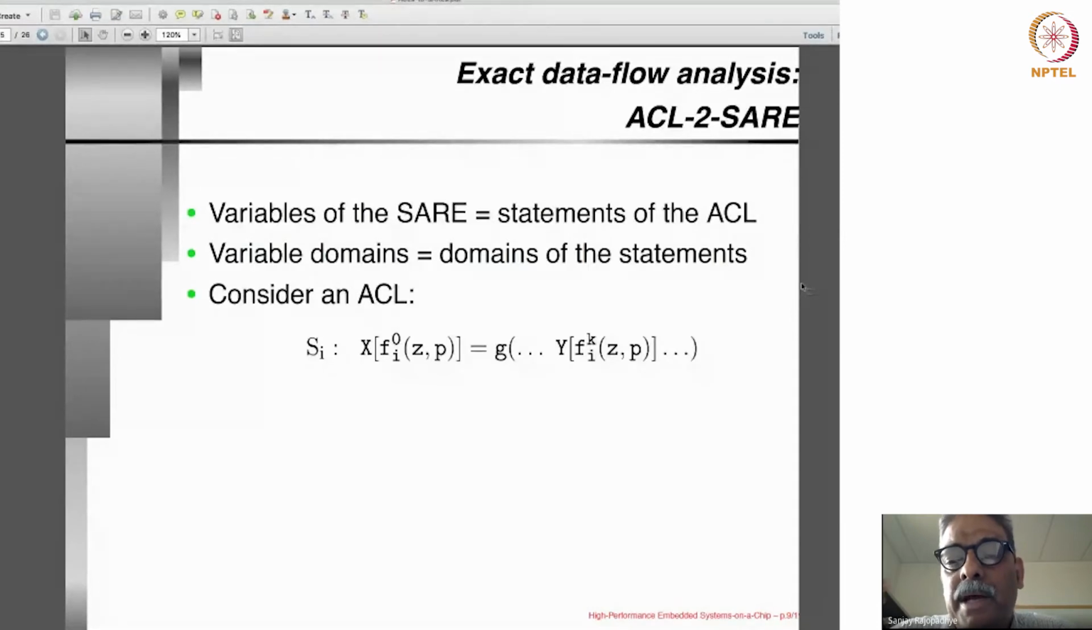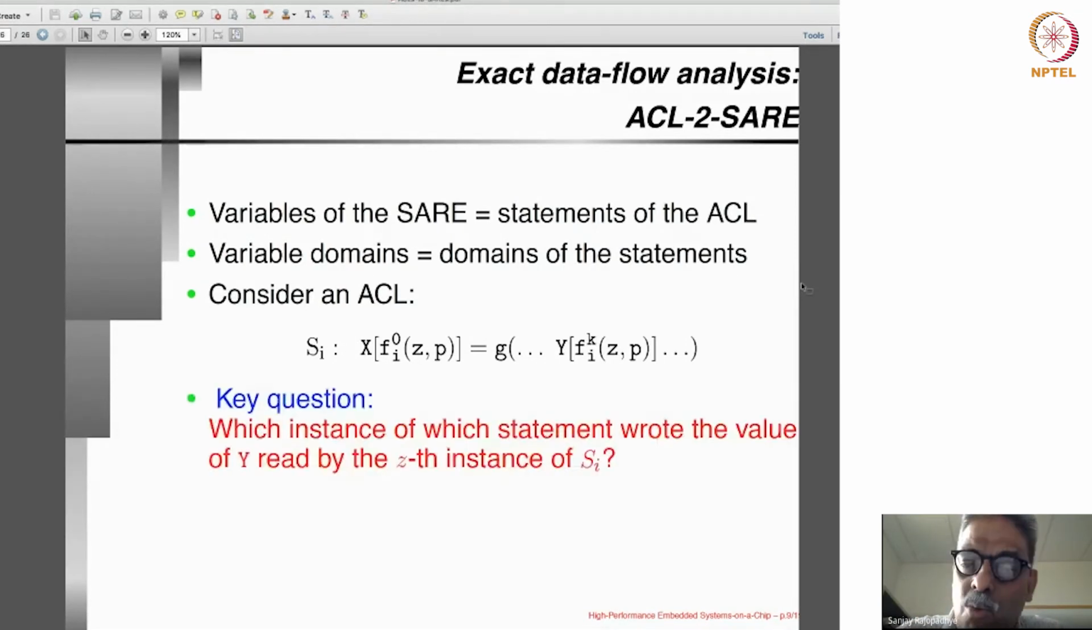And on the right-hand side, I have many references to many different variables. Each one, however, is going to be some affine function, subscript i, superscript k, of the surrounding loop indices Z and the program parameters. And all of these functions F, whatever the subscripts and superscripts, are affine functions, or linear functions. Like I said, that's synonymous.